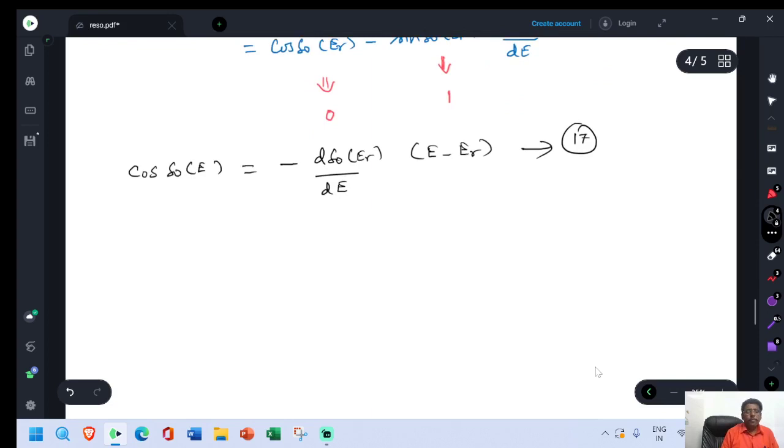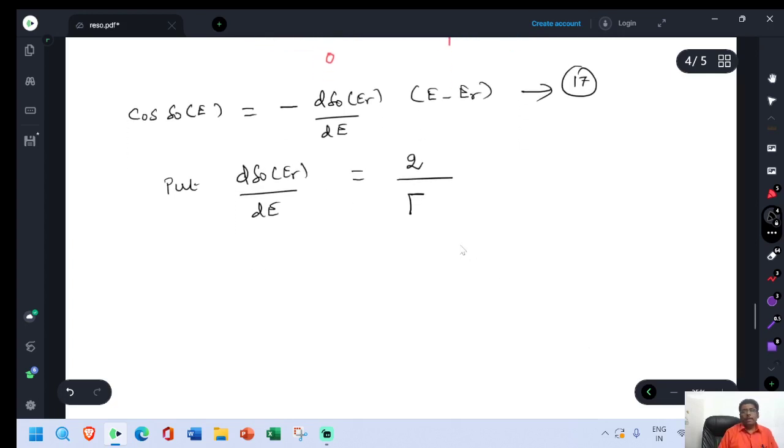Now put dδ0(E_R)/dE equal to 2 divided by the level width Γ. Now cos δ0(E) is equal to minus 2 divided by the level width into (E minus E_R). This is equation number 18.